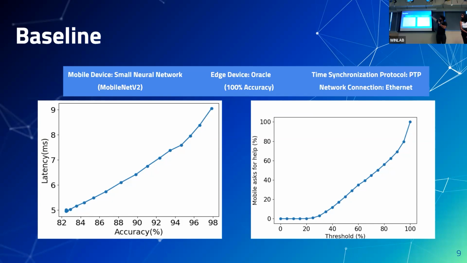For our time synchronization protocol, we use PTP, which synchronizes the time of the two nodes in our system to within 15 nanoseconds. So these are our baseline results.